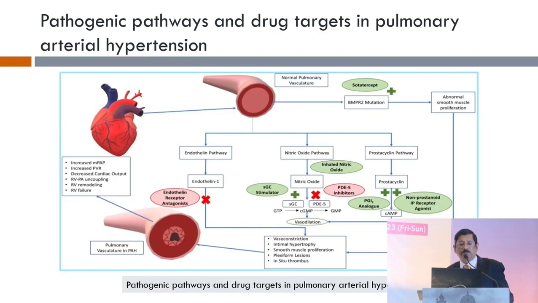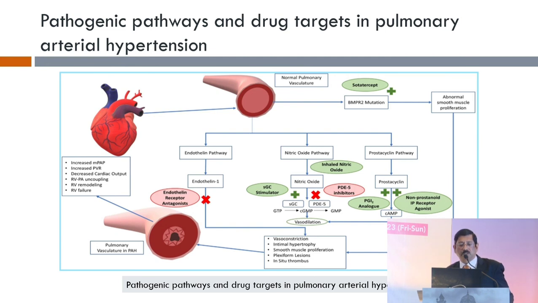Now coming to the pathogenic pathways and drug targets in pulmonary artery hypertension. You can see the picture of the normal pulmonary artery, and when this is affected, there is vasoconstriction, intimal hypertrophy, smooth muscle proliferation, ultimately there may be in situ thrombosis. The next picture on the lower outer quadrant shows thickened musculature leading to pulmonary artery hypertension. The mean pulmonary artery pressure rises, there is increase in pulmonary vascular resistance, decreased cardiac output, very important. Also right ventricular remodeling and ultimately right ventricular failure, which is the end point.